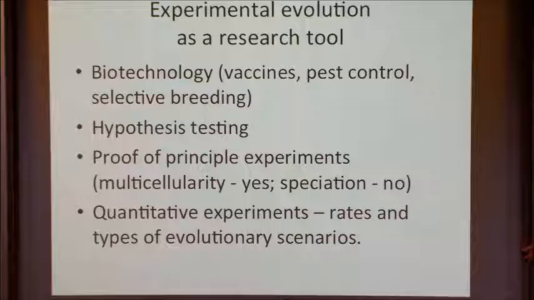Then it's been used to test hypotheses, as I mentioned. It's been used for developing proof of principle experiments. Can we evolve multicellularity? Yes, we can. And with speciation, we haven't been able to do this so well. But as I argued just now, the really important questions are quantitative. What you're really asking is, can we evolve multicellularity in a reasonable time frame in what we can do in an experimental evolution experiment? And with multicellularity, we can do this. With speciation, not so far.